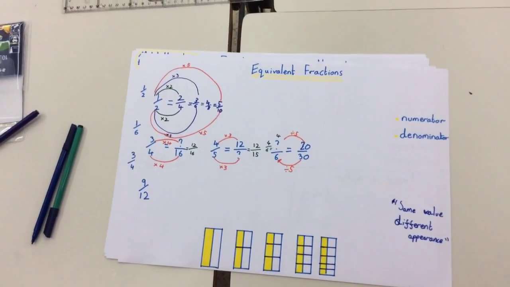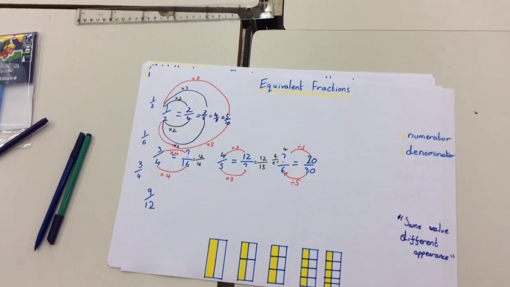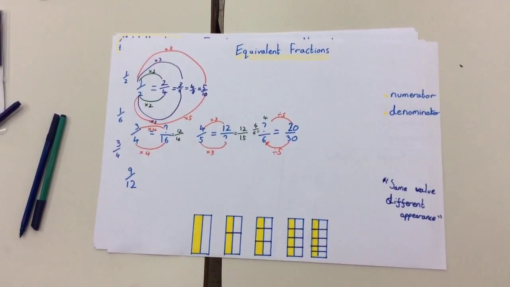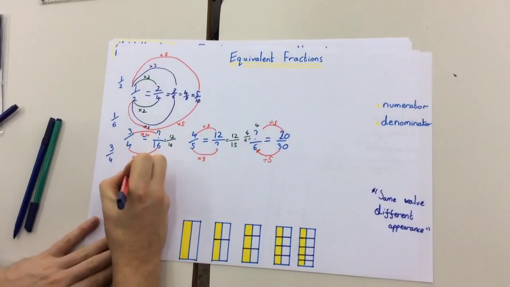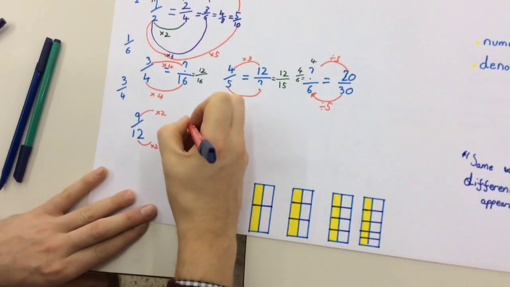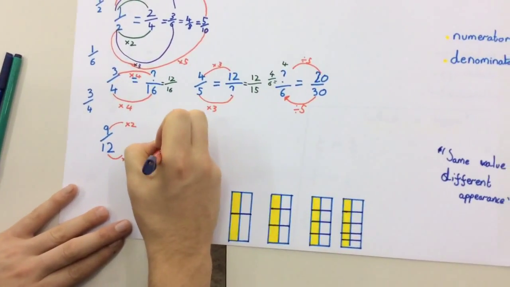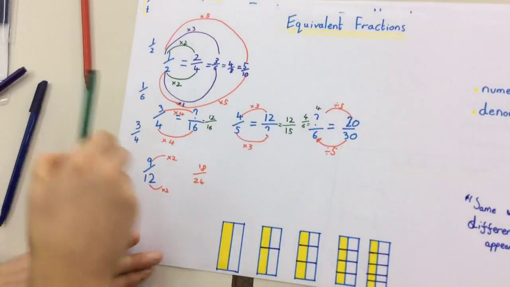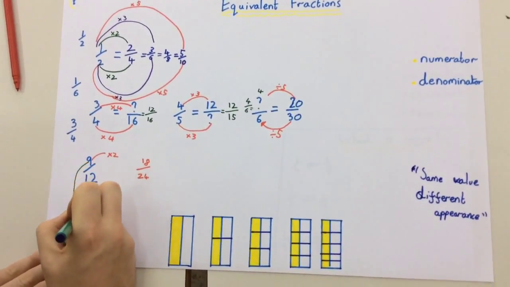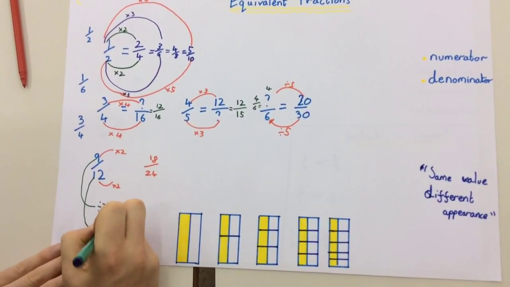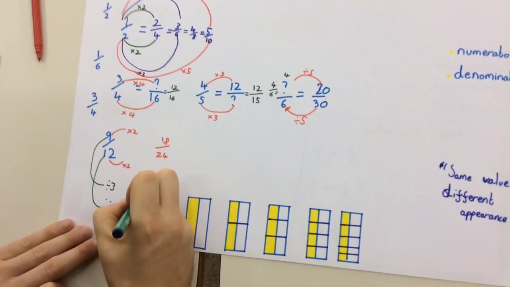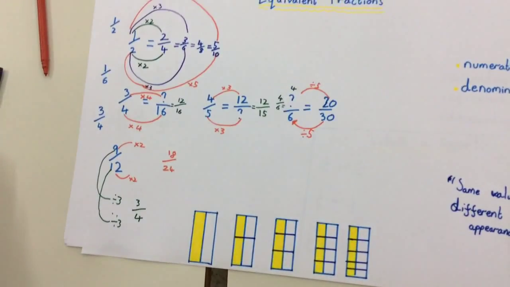Okay, one last quick thing. Someone can say to you, give me some equivalent fractions, and you can find infinite ones, because you just have to keep doing the same to the bottom and the top. Okay, so let's times this one by 2, and this part by 2. That gives me an equivalent fraction of 18/24. I could do something different. I could divide it by 3. Now divide the bottom by 3. So that means I've got 3/4.